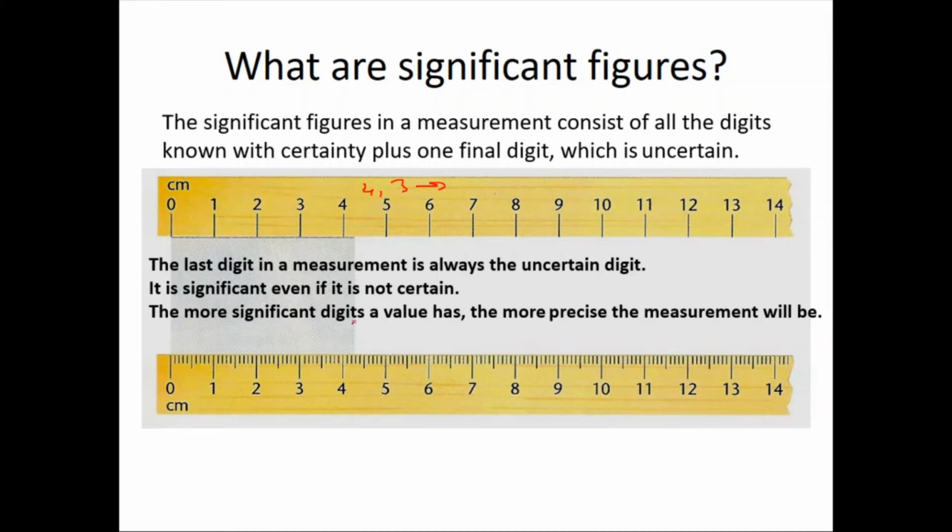The more significant digits a value has, the more precise the measurement will be. So measurement with this ruler, we have two significant figures. With the second ruler, we are going to measure 4.27, for example, and here we have three significant figures, and the measurement here is more precise.